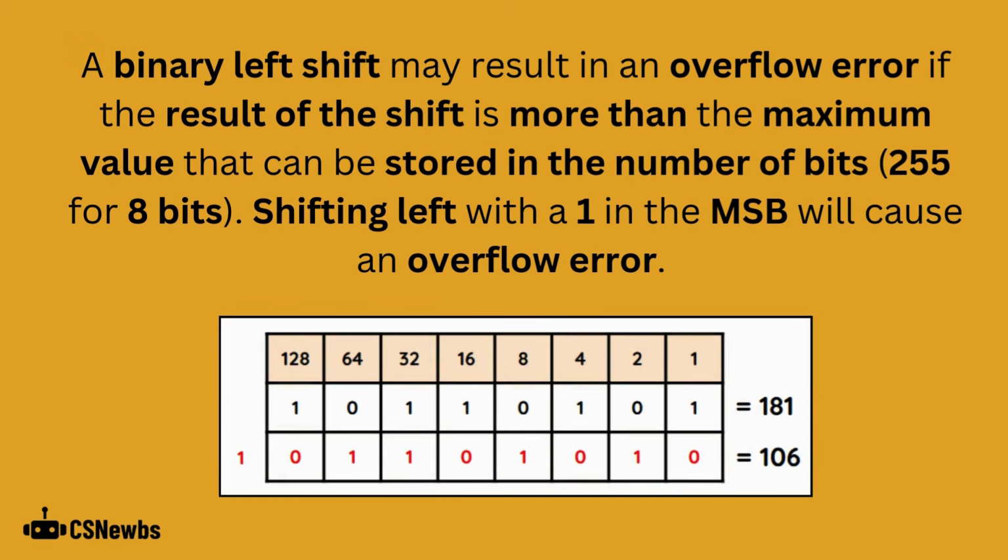A binary left shift may result in an overflow error if the result of the shift is more than the maximum value that can be stored in the number of bits. This is 255 for an 8-bit value. Shifting left with a 1 in the most significant bit will cause an overflow error. In the example below, 181 has been shifted 1 place to the left. This should have given 362, but an overflow error has occurred, resulting in an answer of 106.